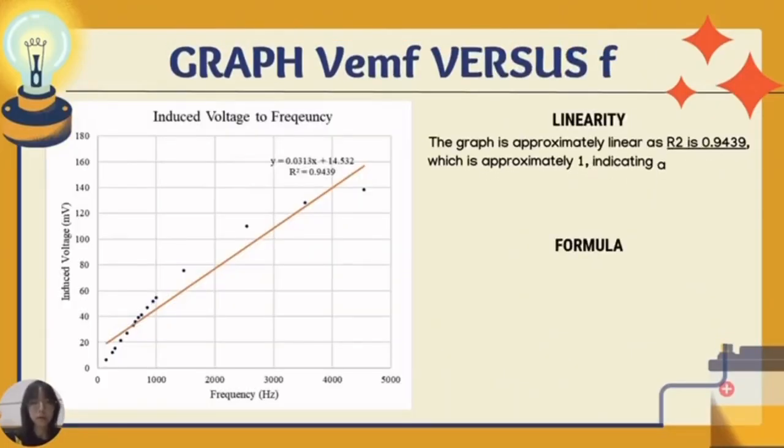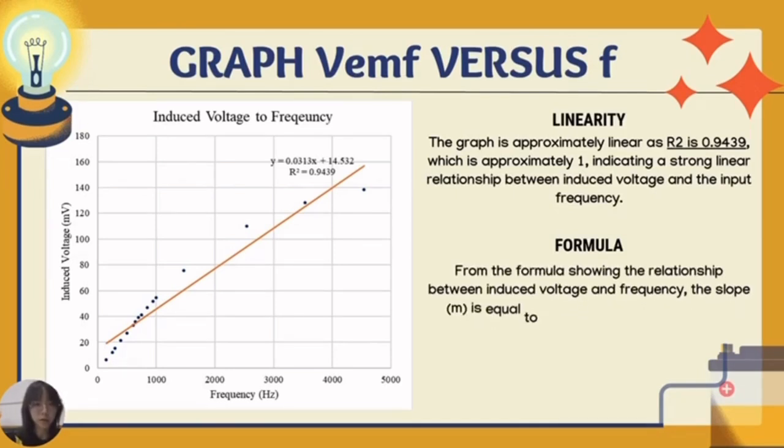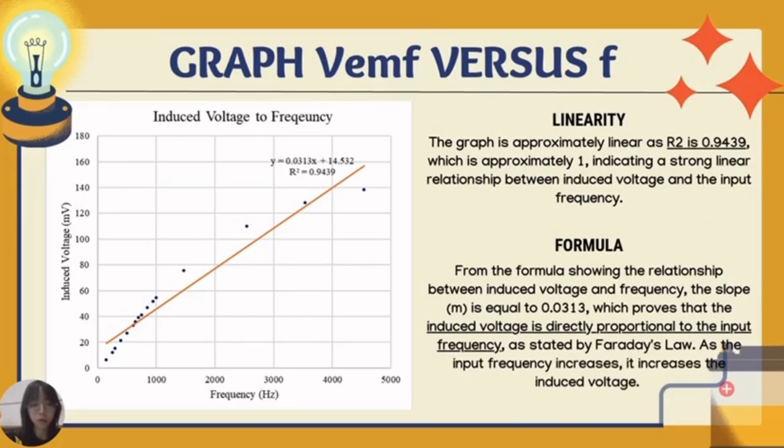We used the 16 data points in the table to plot this graph, which is the induced voltage VEMF versus the frequency of the input voltage. Firstly is the linearity. The R-square value is equal to 0.9439. It is approximately 1, indicating a strong linear relationship between the induced voltage VEMF and the input frequency F. Next is the formula. The formula has the M value, which is the slope, equal to 0.0313.